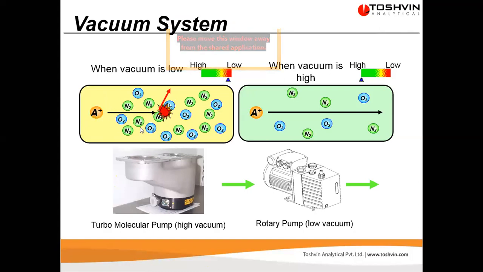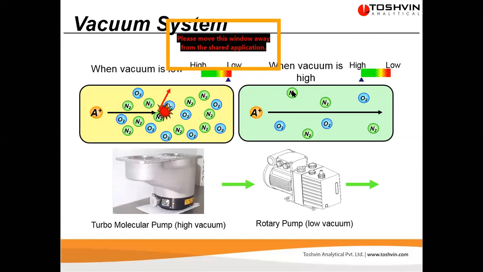But due to this restriction, it will collide with the ions and might lose sensitivity. What is the role of vacuum? Vacuum makes up a mean free path for each ion, like for example, the nitrogen ion over here.